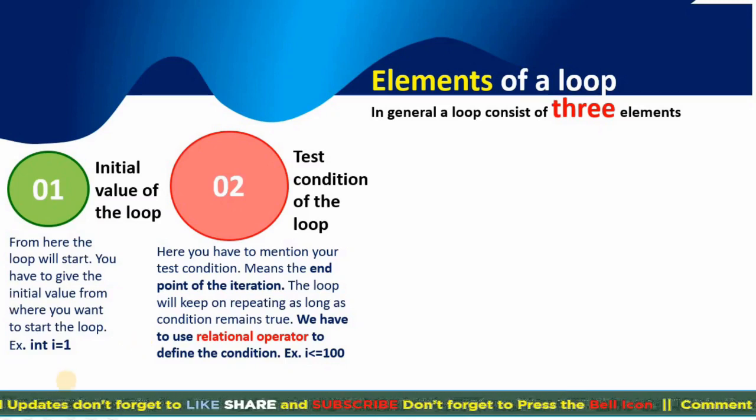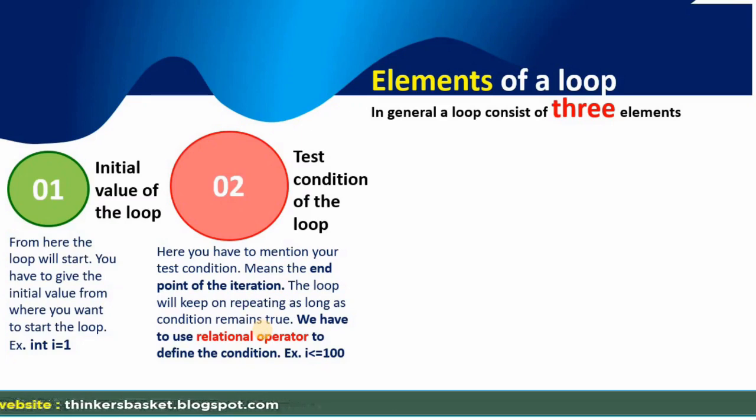So that means the value of this variable I must be less than equal to 100. That means this is my end value. So my journey starts from 1 and it will go till 100. So every time the value of this I, the loop variable, remains less than 100, this condition remains true. And as long as the condition of the loop remains true, the statement or the body of the loop keeps on executing.